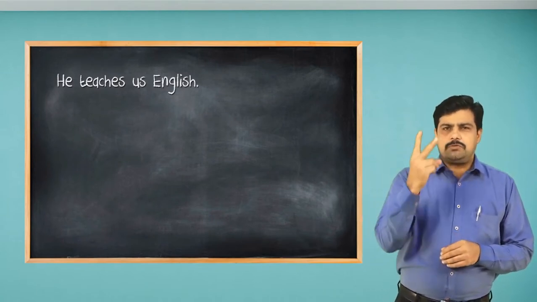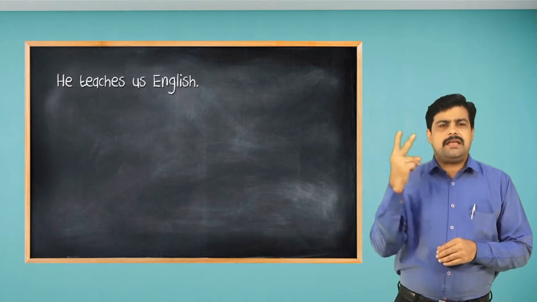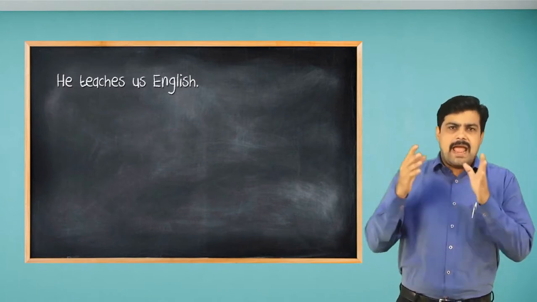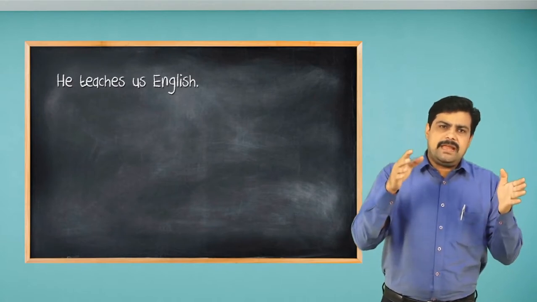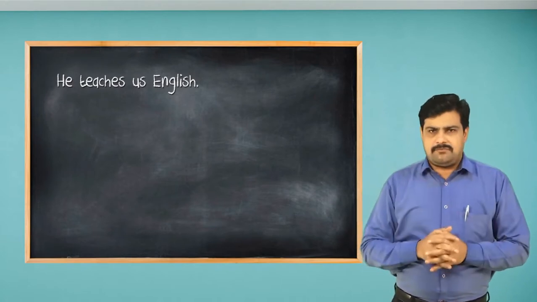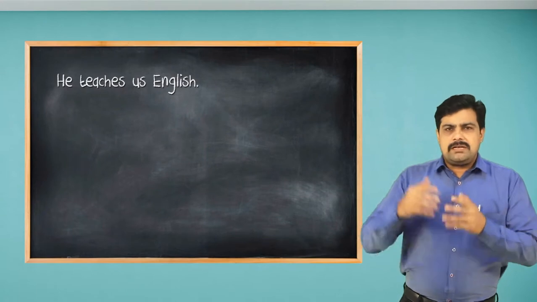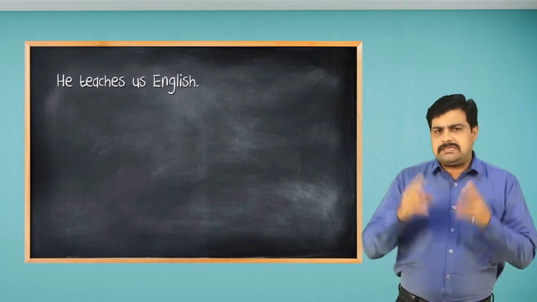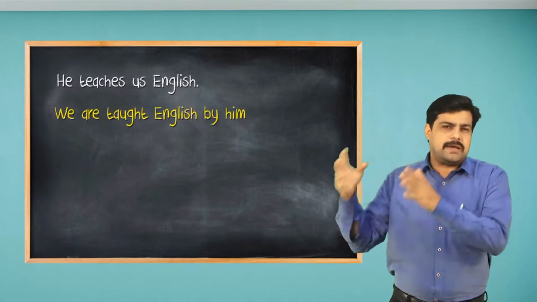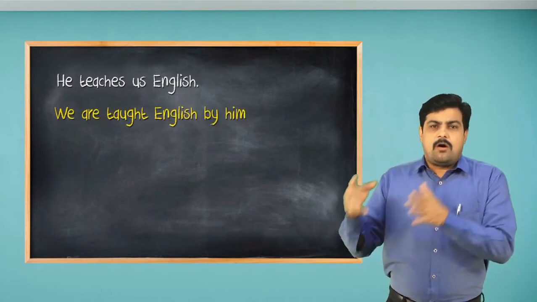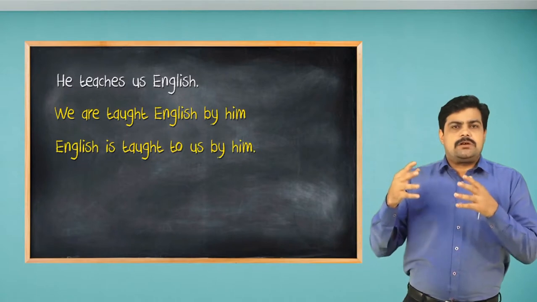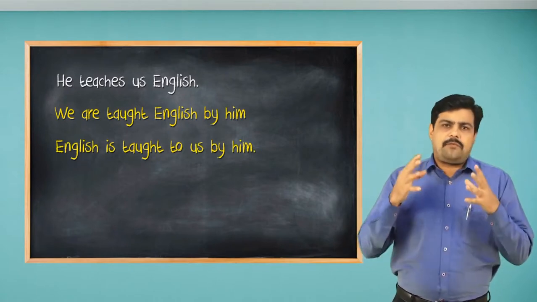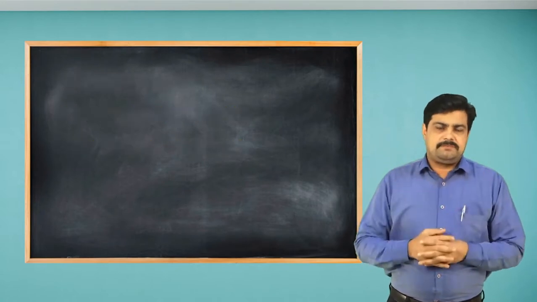You see that there are two objects, us and English. Well, in case of two objects, any one of the object can be interchanged with the subject. For example, you can change the same sentence into passive voice in two different ways. First is, we are taught English by him. Or, English is taught to us by him. In modern English uses, first one is preferred.